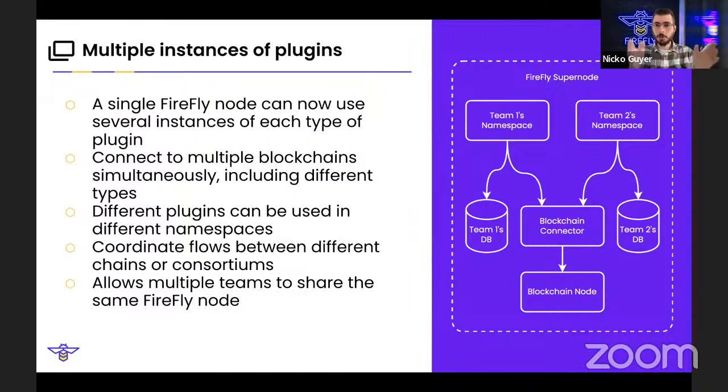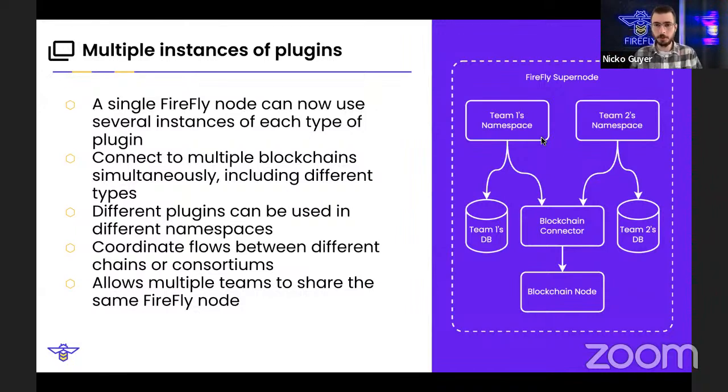Those plugins could be shared by multiple namespaces, or they could be separate per namespace. Within one namespace, you cannot have multiple blockchain connectors. Within one namespace, you cannot have multiple databases. You pick one for each, but you can have many namespaces within the node. So that's the mapping between all those things.